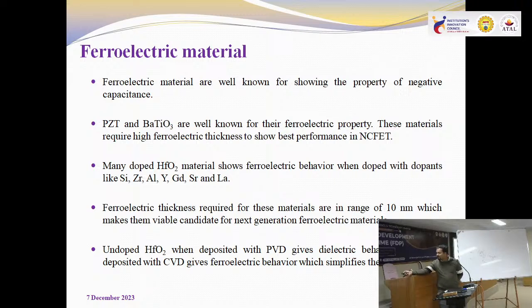So instead of going for doped hafnium dioxide materials, we can go for undoped HfO2 when we are depositing it with a process known as CVD, chemical vapor deposition. And it simplifies the process actually. You don't require any additional doping of hafnium dioxide. So we are discussing NCFET. Yeah, NCFET only, sir. So these are the ferroelectric materials I am discussing.